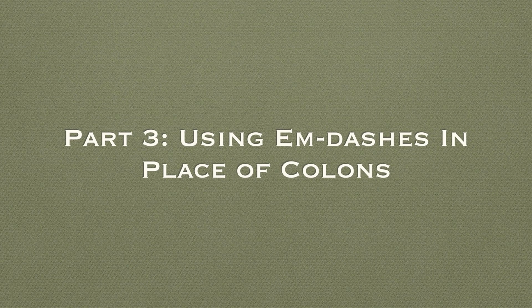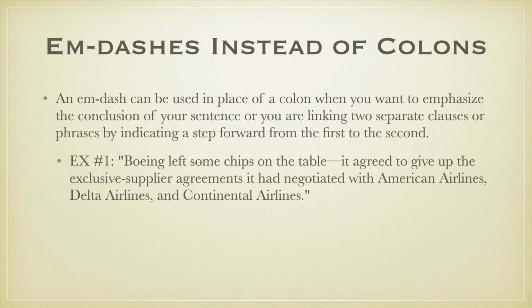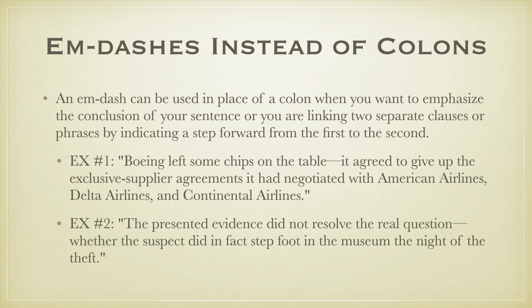Part 3. Using em dashes in place of colons. An em dash can be used in place of a colon when you want to emphasize the conclusion of your sentence, or you are linking 2 separate clauses or phrases by indicating a step forward from the first to the second. Example number 1. Boeing left some chips on the table—it agreed to give up the exclusive supplier agreements it had negotiated with American Airlines, Delta Airlines, and Continental Airlines. Example number 2. The presented evidence did not resolve the real question—whether the suspect did in fact step foot in the museum the night of the theft.